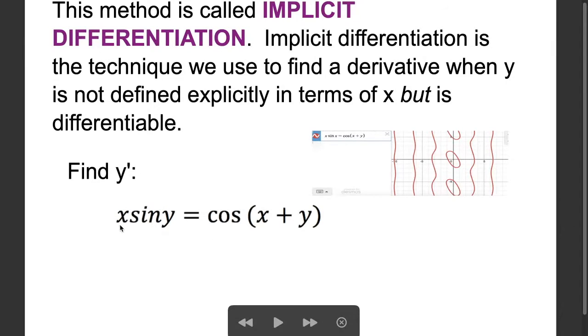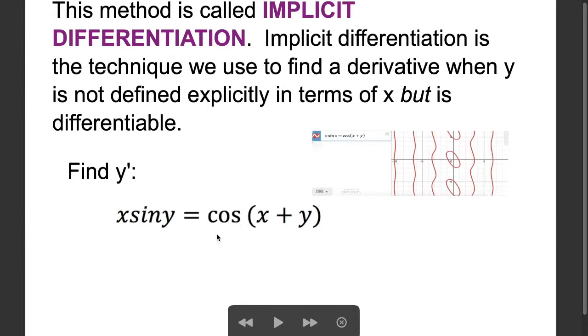Here we have the function x sine y equals cos of x plus y. So if I asked you to take this and isolate for y, that would be a very difficult task because we've got these y's locked in here to the angles, and trying to rearrange that to get y by itself, that would be a chore for sure. So let's use the method of implicit differentiation to see if we can find y prime, using that new strategy.